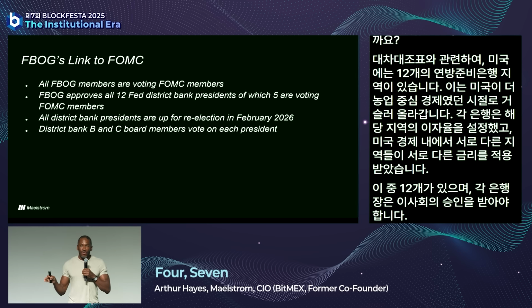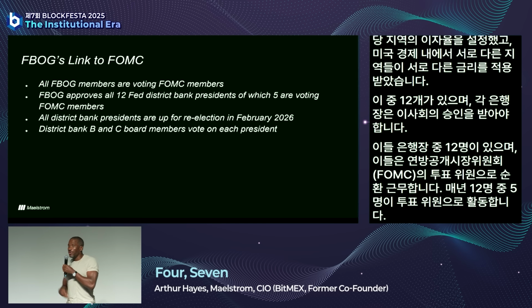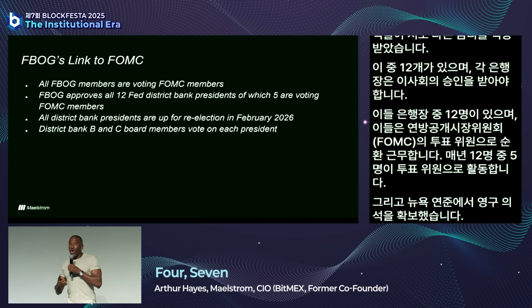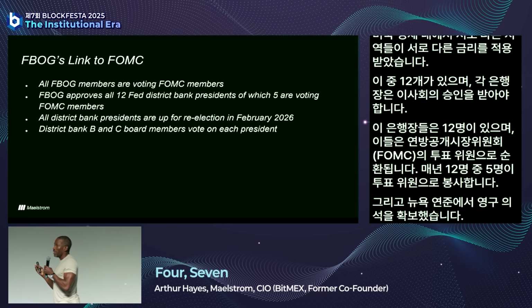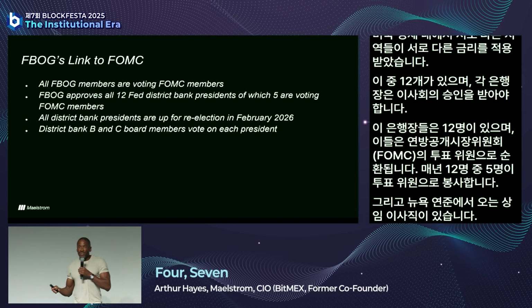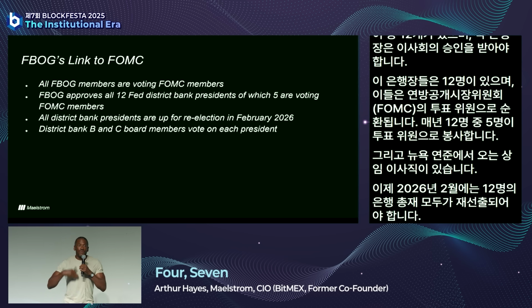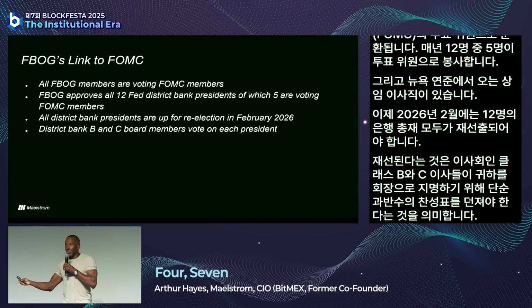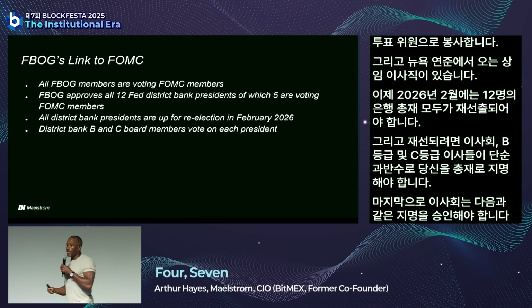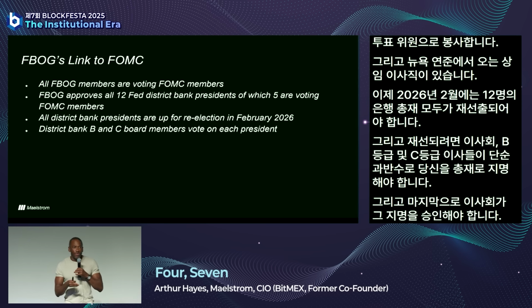5 out of 12 of them vote every year, with a permanent seat coming from the New York Fed. Now, in 2026, in February, all 12 bank presidents must be reelected. And to be reelected means that your board, Class B and C directors, must vote in a simple majority to nominate you as a president. And then finally, the Board of Governors must approve that nomination, which means that Trump has control over who gets elected as a bank president through his control of the Board of Governors.